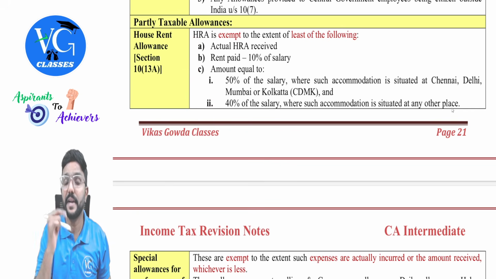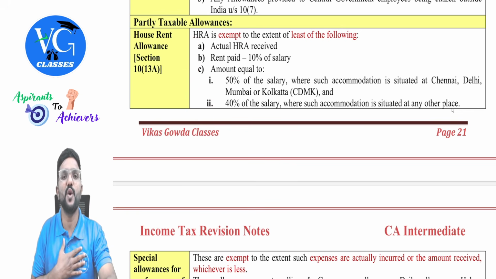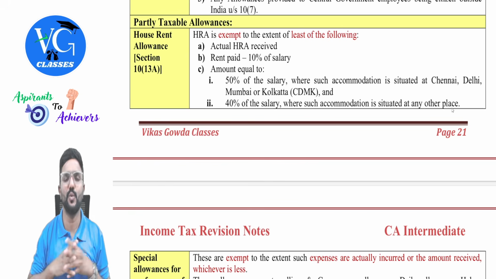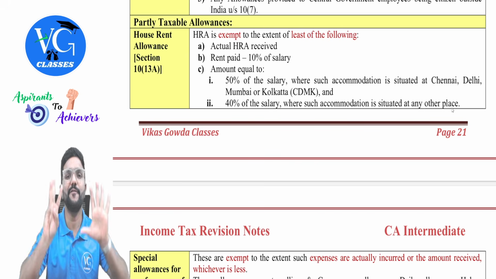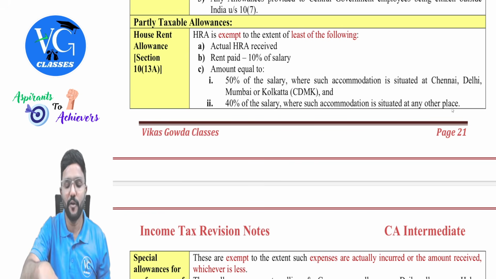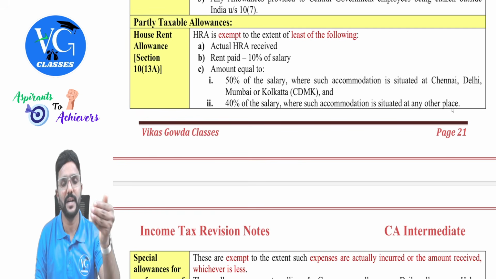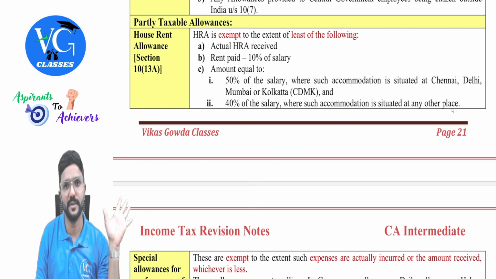Please be careful, guys. Exemption is available only when rent is paid. Now assume the employee is receiving HRA for the full 12 months. He is also getting salary for the full 12 months, but is paying rent only for 8 months. That means the following calculation is only for 8 months, whereas for the remaining 4 months, whatever HRA is received but rent is not paid, HRA will be fully taxable.